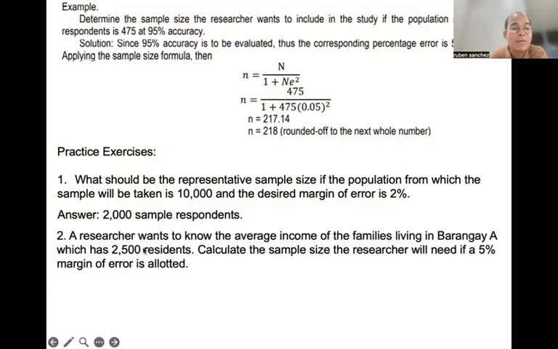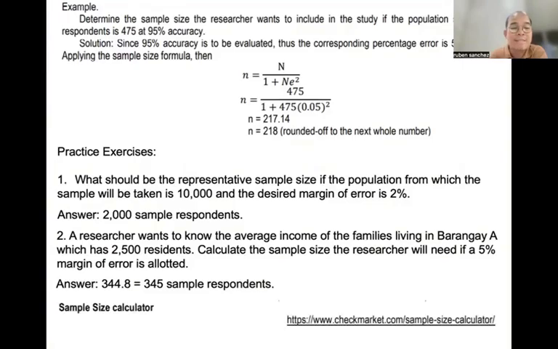Exercise number 2: the researcher wants to know the average income of the families living in a barangay which has a total population of 2,500. We are going to calculate the sample size the researcher will need if a 5% margin of error is allotted. Again, it's just a matter of substituting the given values into the formula, class. Then the answer is 344.8, which is equal to 345 sample respondents.